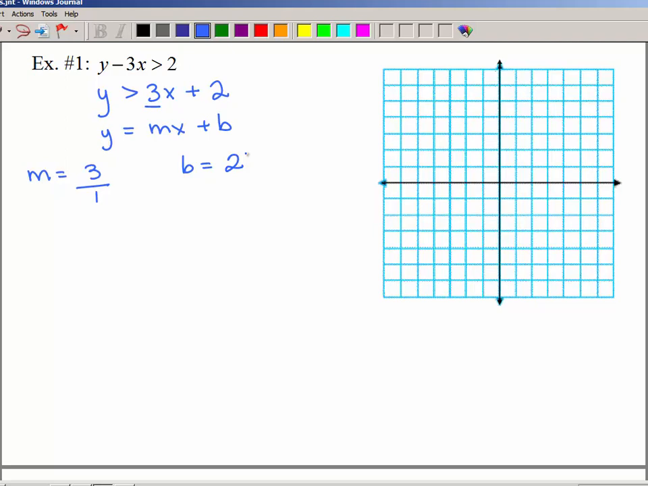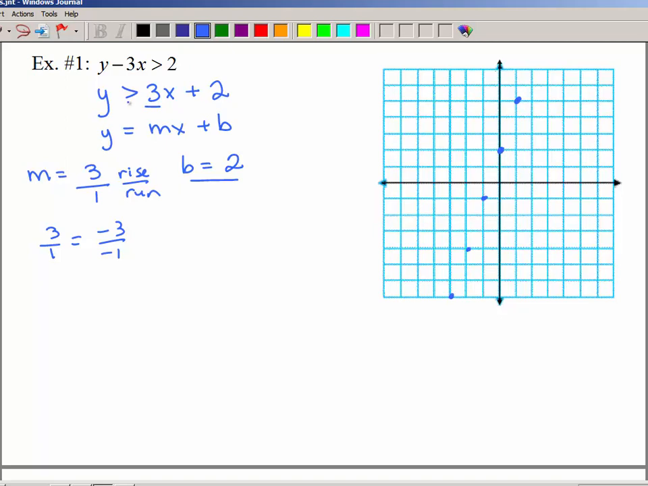So I want to pretend for just a minute that this is just an equality, and I want to graph that line. So I'm going to go up 2 on the y-axis. And then from there, I'm going to go rise over run. So up 1, 2, 3, and over 1. And then just to get some other points, remember that 3 over 1 is the same as negative 3 over negative 1. So I could go down 3 and to the left 1. And the reason why I'm doing that is just so I can get a better line.